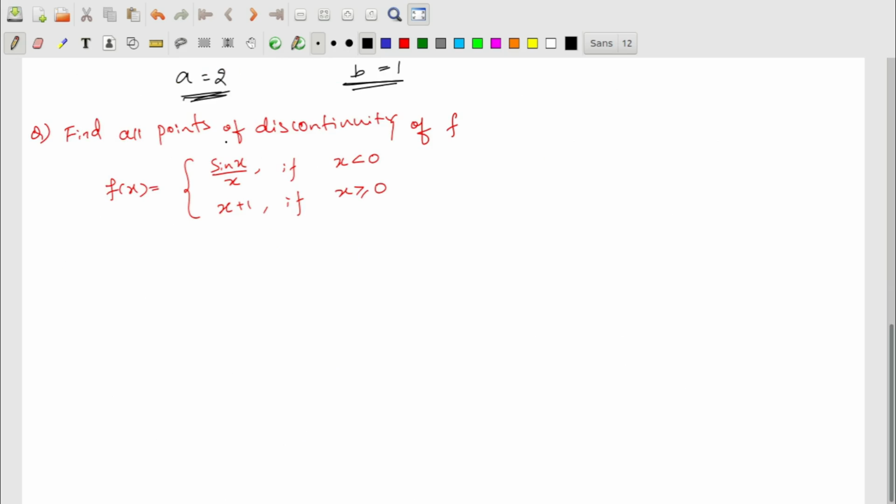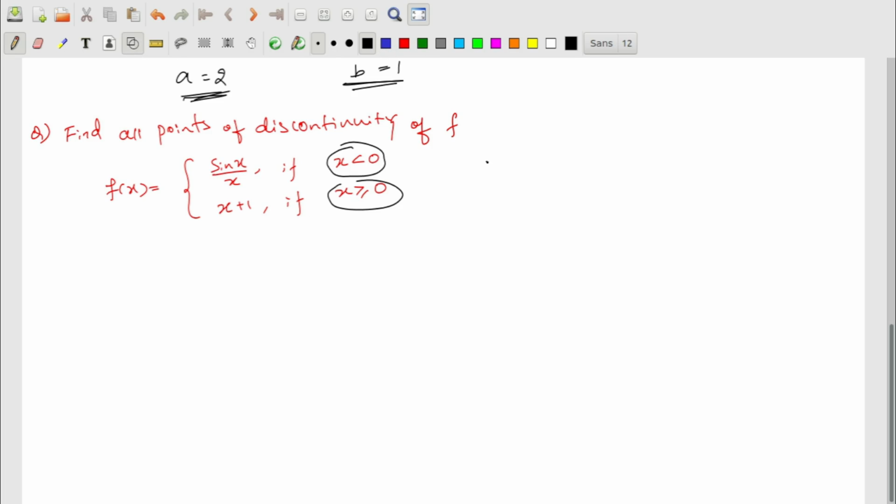Find all points of discontinuity of the given function. So here the function f of x is equal to sin x by x if x is smaller than 0, and x plus 1 if x is greater than or equal to 0, right? So now here, same as before, first let me define the function.